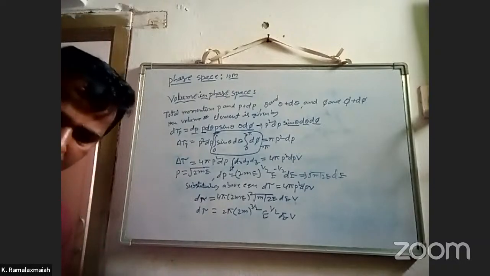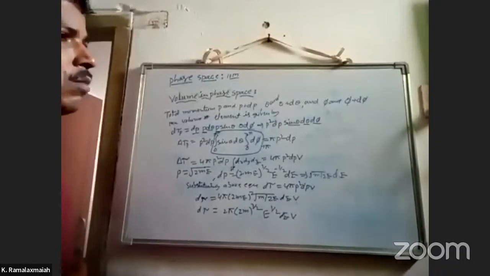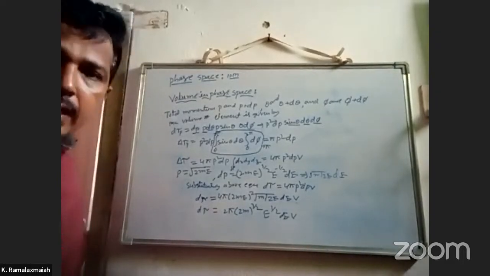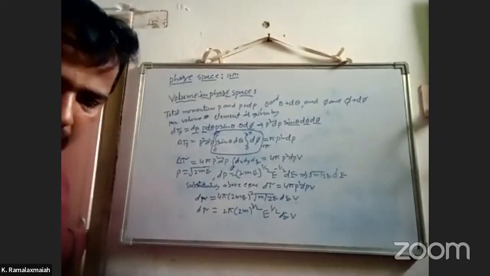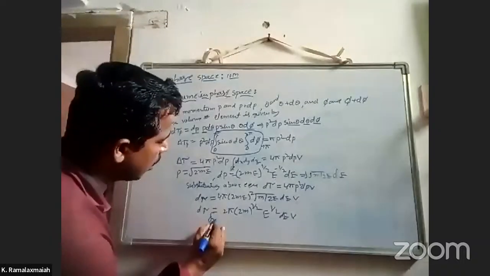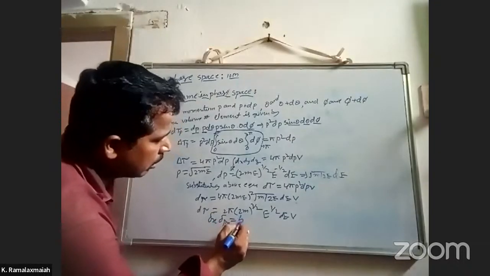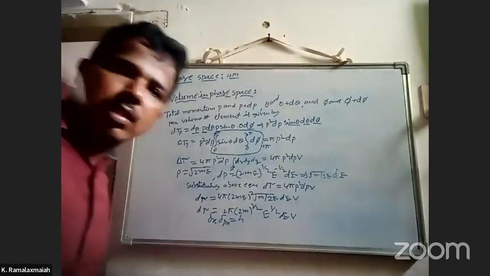This is useful for statistical mechanics. Let us argue that the number of phase cells for the one-dimensional harmonic oscillator in phase space is given by delta x delta px equal to h.